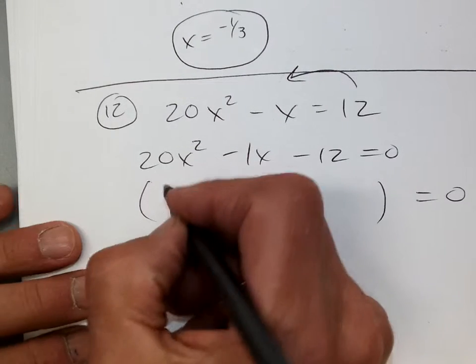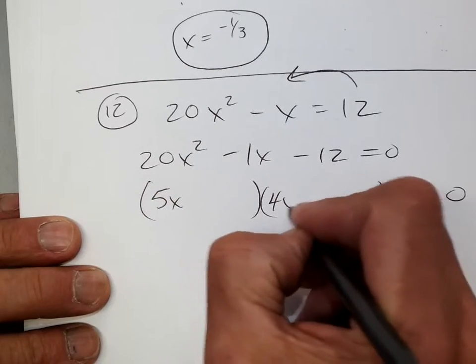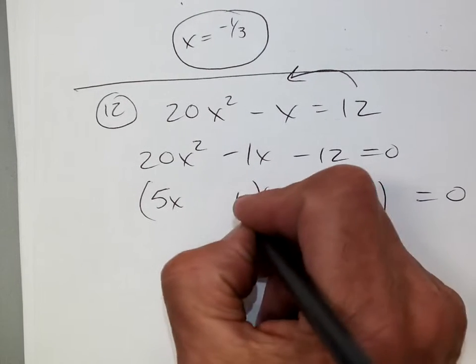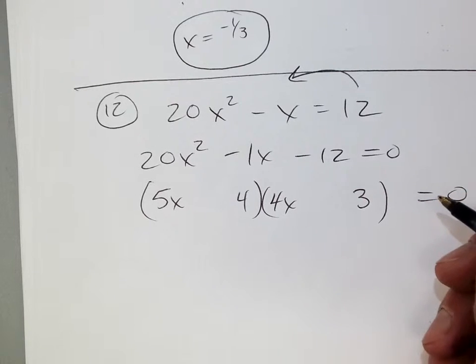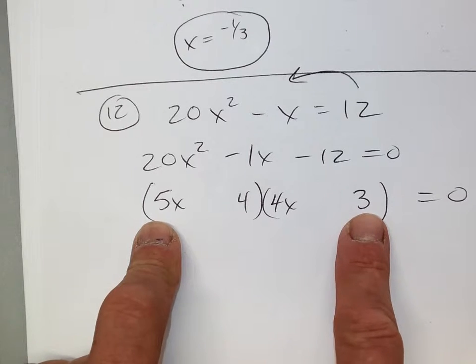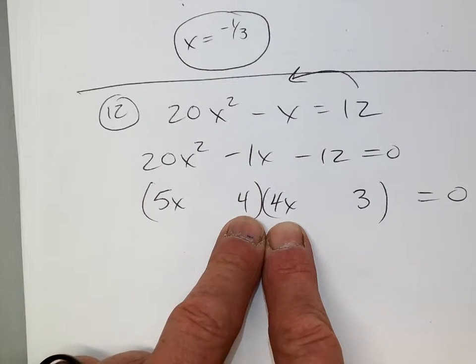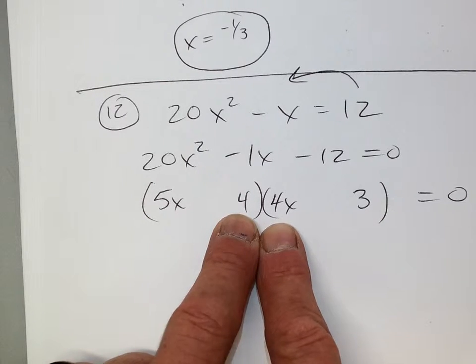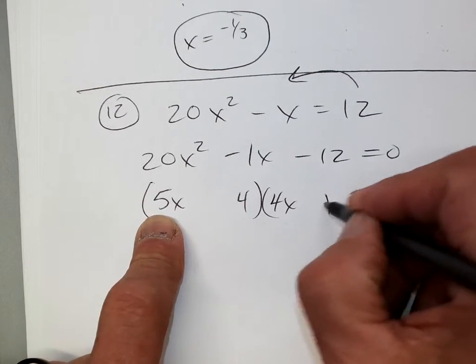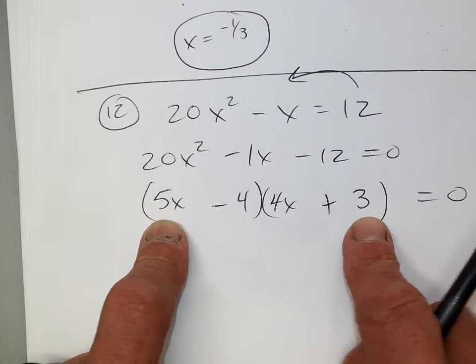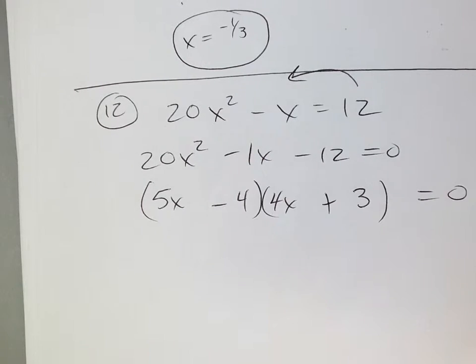Let's start with a 5x and a 4x. You okay with that? Let's make a 4 and a 3. Check it out. See the 15? See a 16? I need a negative 1. What if it was a positive 15, negative 16? That might work, huh? Positive 15, negative 16, yeah, I think that's going to work, isn't it?